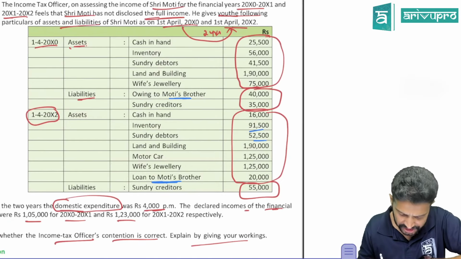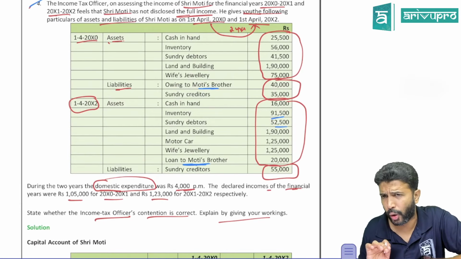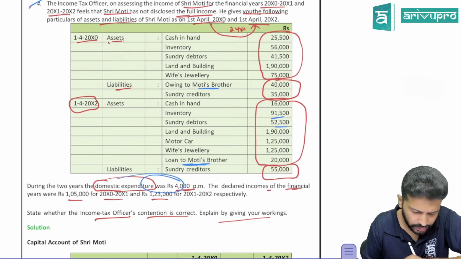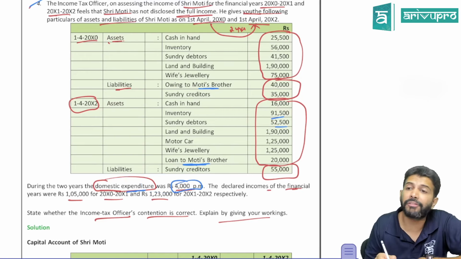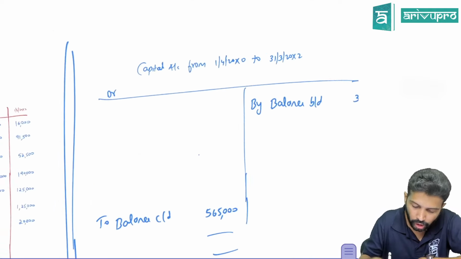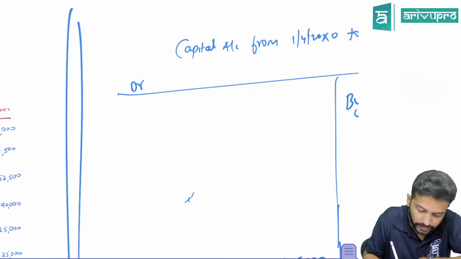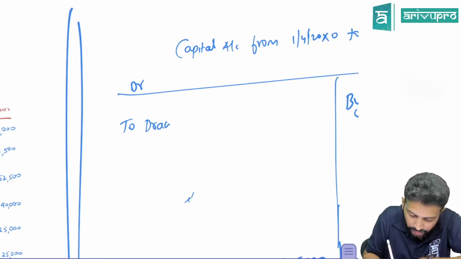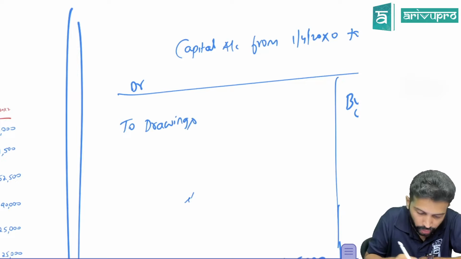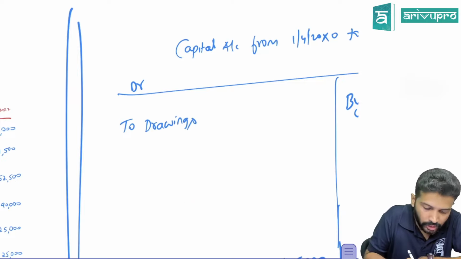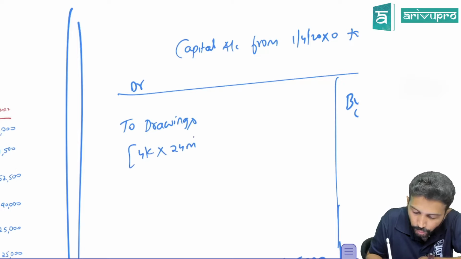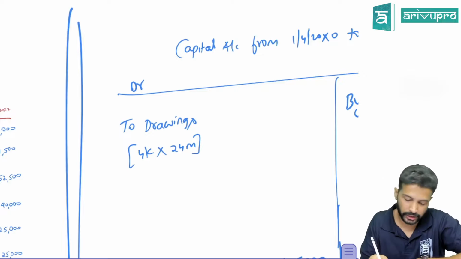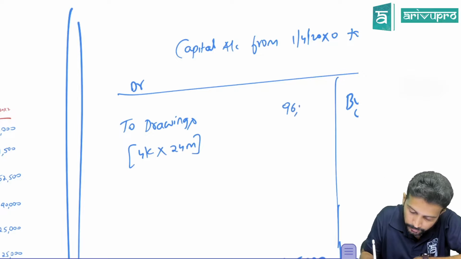All right. Any additional capital data given? No. What about drawings data? Yes. For domestic expenditure, he has withdrawn 4,000 every month. So drawings will come where? Debit side or credit side? Debit side. Debit side, you'll write here 4,000 into drawings. Will you write 4,000 into 12? No, you'll write 4,000 into 24 months, because this is 2 years data. So that means it will be 96,000 now.